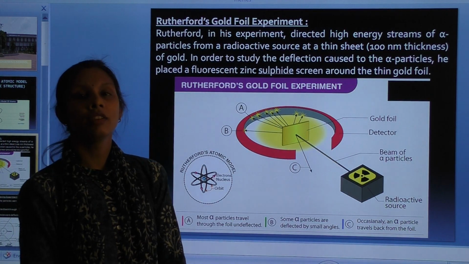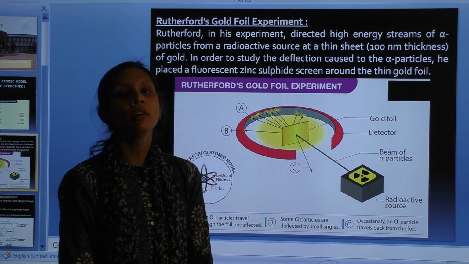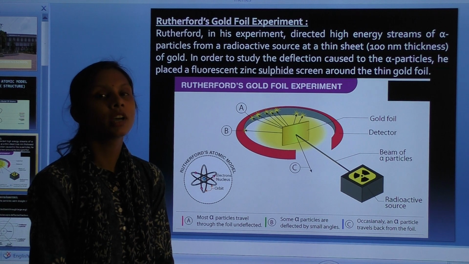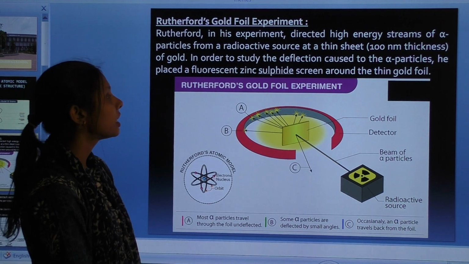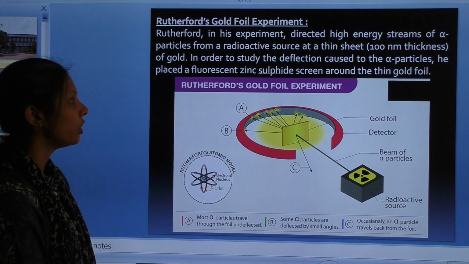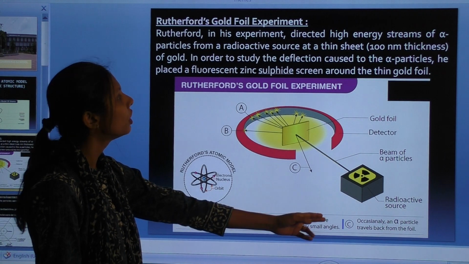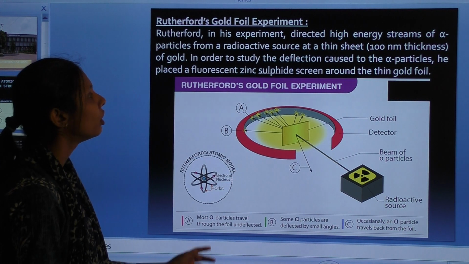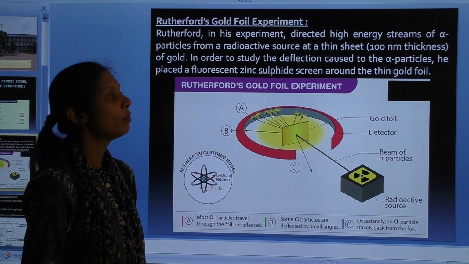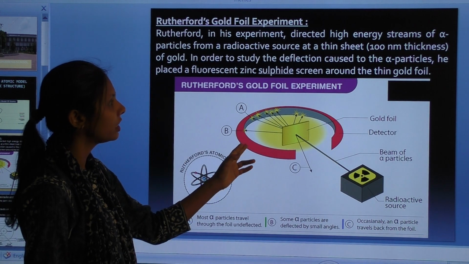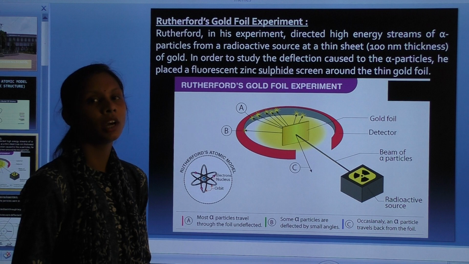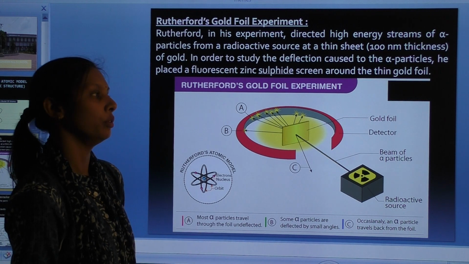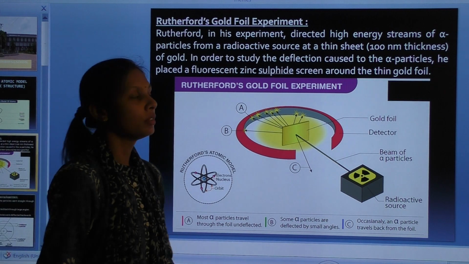In nearly 1911, Rutherford discovered the nucleus by performing an experiment which is famously known as Rutherford's gold foil experiment or Rutherford's alpha ray scattering experiment. In this experiment, he directed a highly energetic stream of alpha particles from a radioactive source towards a very thin sheet of gold foil of nearly 100 nanometer thickness. In order to study the deflection caused to the alpha particles, he placed a fluorescent zinc sulfide screen around the gold foil so that whenever the alpha particles struck the zinc sulfide screen, a tiny flash of light would be produced. So let's see what the observations are.